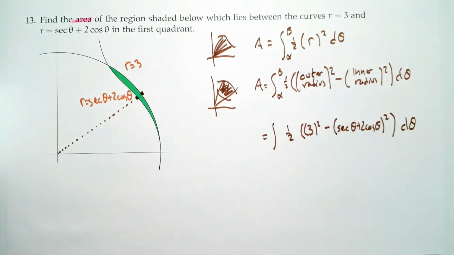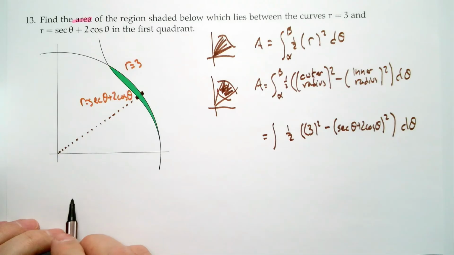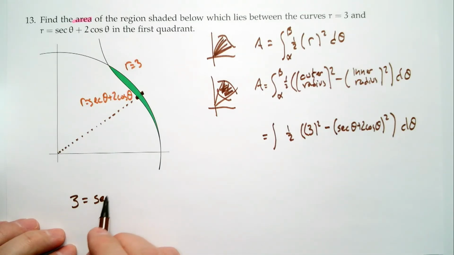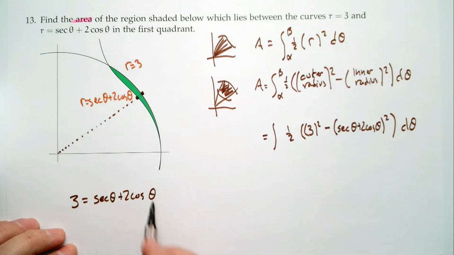What's left for us to do? The bounds. The bounds might be given to us, and if they're not, we need to figure them out. We're in the first quadrant, that's good. So we can set these equal to each other: 3 equals secant theta plus 2 cosine theta. There are various things you can do. Certainly you can guess and check. That works, but you have to check, you can't just guess. Another thing is you can do some algebra.